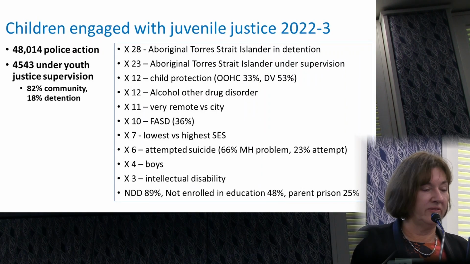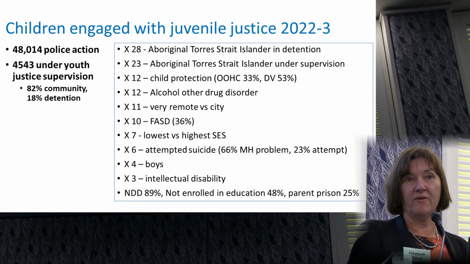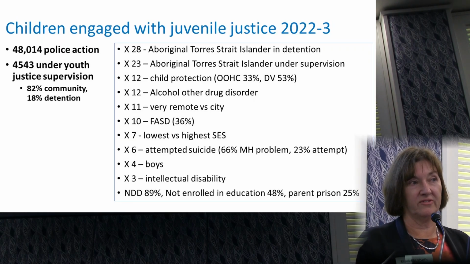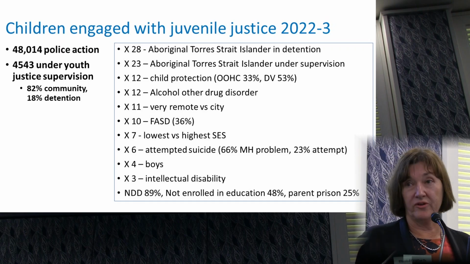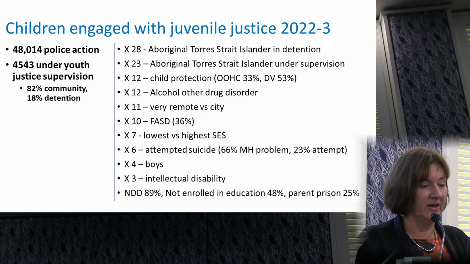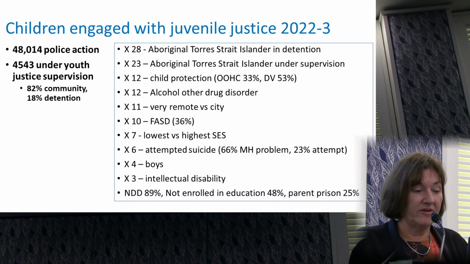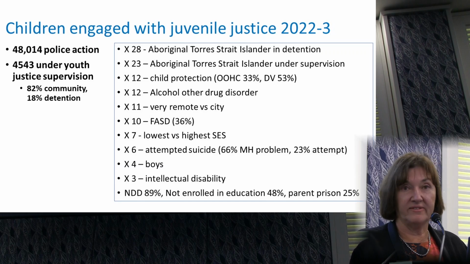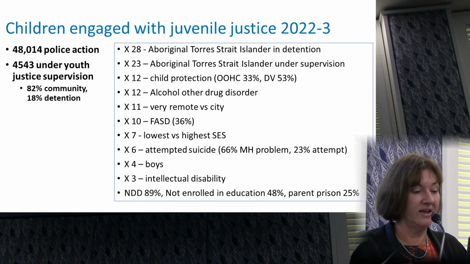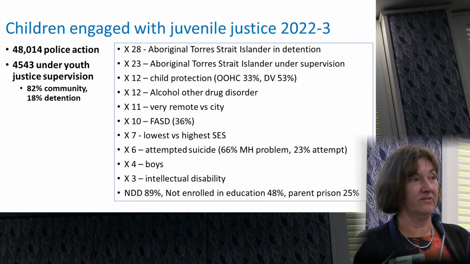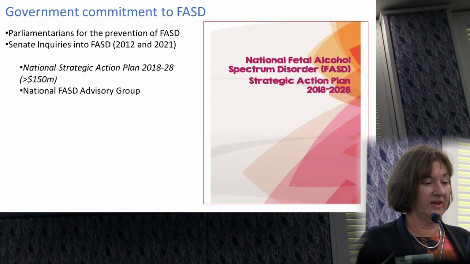And what was interesting was when I read the report last night, I realised that the characteristics of the children that they're seeing in juvenile justice are very similar to the characteristics of the children that I've just mentioned with fetal alcohol spectrum disorder. Aboriginal Torres Strait Islander, contact with child protection, themselves often having alcohol and other drug disorders, living in very remote communities, having FASD, low socioeconomic status, having mental health problems, boys a bit more than girls, intellectual disability, and failure to be enrolled in education, and often a parent in prison. So exactly the same sort of risk factors that we see in FASD.